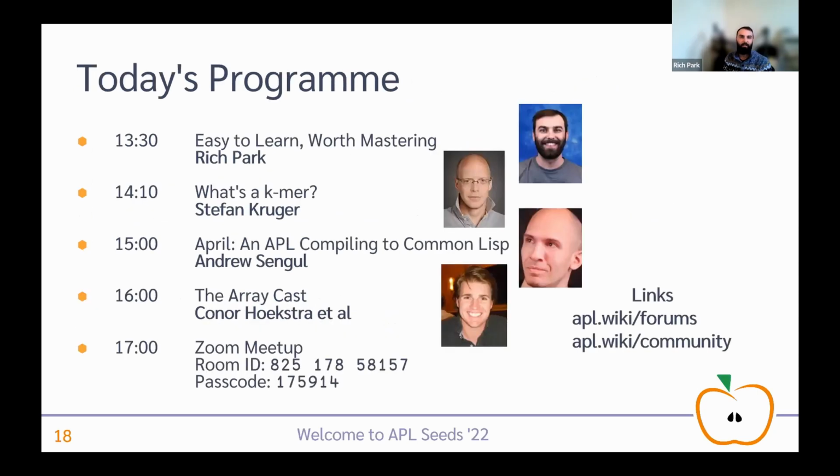And I think that's where I have to leave it, apart from introducing today's program, because I'm supposed to be talking about it now. Firstly, I'll be giving a very basic introduction to APL. So even if you haven't done any before, you'll be able to see a bit of how it works. Afterwards, Stefan Kruger, who I mentioned with the book, will be answering the question, what is a KMA, with some exploration in bioinformatics problems. Then Andrew Sengel will be talking to us about his April APL compiler for Common Lisp, as well as some really exciting looking visual applications of APL. And then the Arraycast will be having a live recording after that, where we'll be having a chat about stuff from today, getting started with APL, and whatever else comes up.